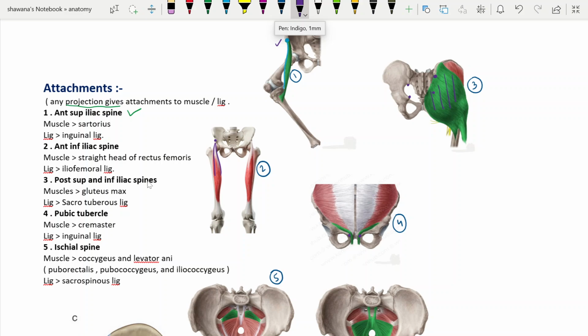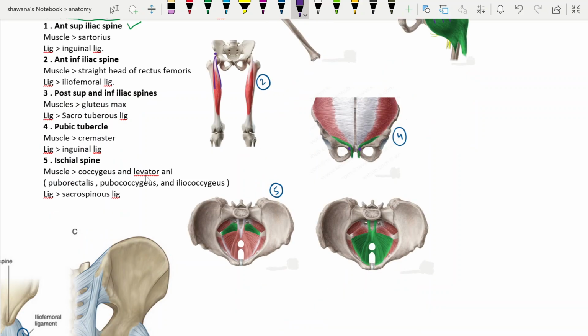It is around the urinary bladder. Okay, the fifth one is the ischial spine. It is the superior view, so we can see that here is the ischial spine, and it gives attachment to the coccygeus and levator ani muscles. Levator ani is the group of muscles which includes puborectalis, pubococcygeus, and iliococcygeus muscles, and in this diagram these three muscles are indicated.